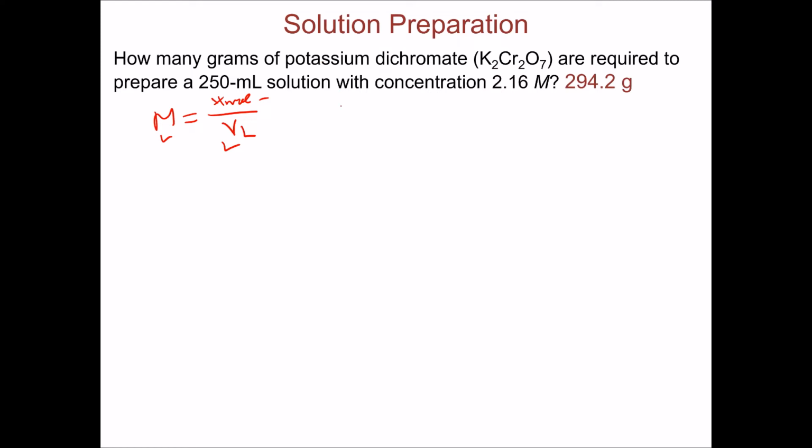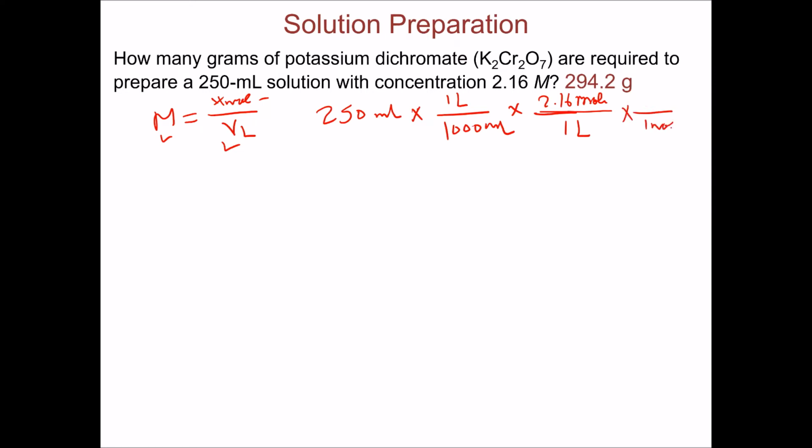So if we take the volume of the solution, 250 milliliter, multiply it times the conversion factor from liter to milliliter, 1 liter is 1,000 milliliter. Then we multiply it times molarity as a conversion factor now, which is 2.16 mole of the substance per 1 liter. Now we have the number of moles of dichromate needed, and all we need is to convert moles to grams using the molar mass.